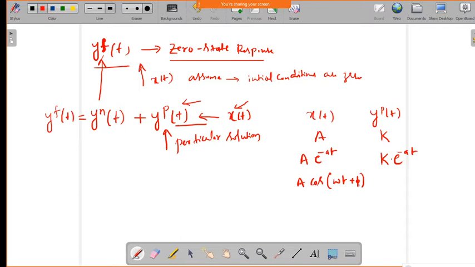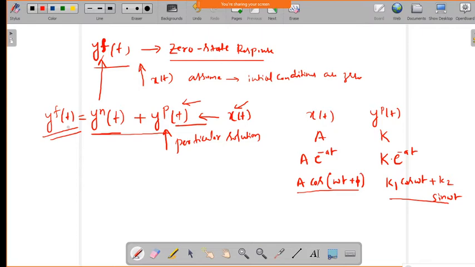First you need to find the natural response, then give the input of the particular type which is given and find the particular solution. The summation of the natural response plus the particular solution gives the forced response. Now let us take one example problem and work through it: how to find the forced response of an LTI system.